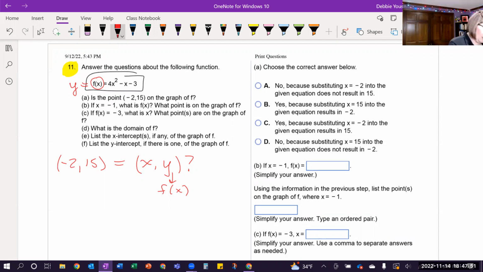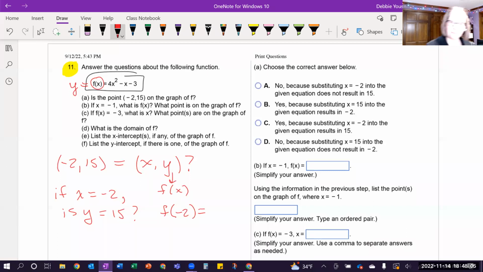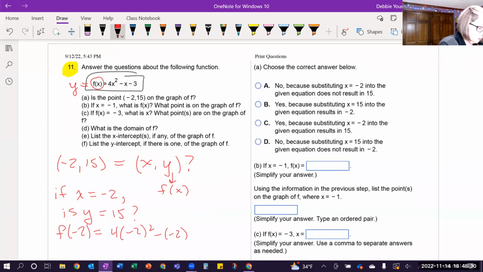So what I want to do is say, if x is -2, is y 15? So all I have to do is plug in -2 into f and see if I get 15. If I do, it's a point on the graph. If I don't, it's not. So I plug that in. You know what, I'm going to write this in a different spot so I don't go into my answer blank over there. f of -2, I'm looking to see what do I get. So 4 times (-2) squared minus (-2) minus 3.